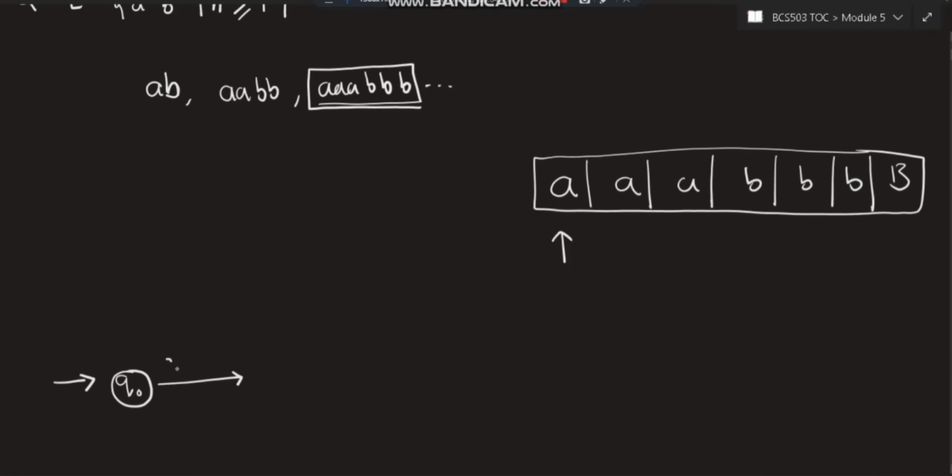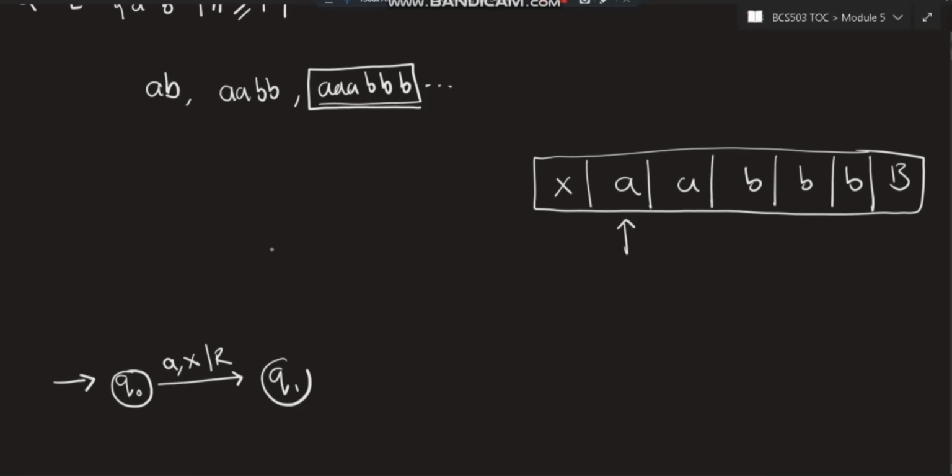What I encountered, A. What I'll be replacing it with, X. Where I'll be moving, right. Like this you have to do. What I got, what I'll be replacing it with, where I'll be moving. So I got A here, I'll be marking it as X, and I will be moving to the next input here. And this one will be Q1 here.